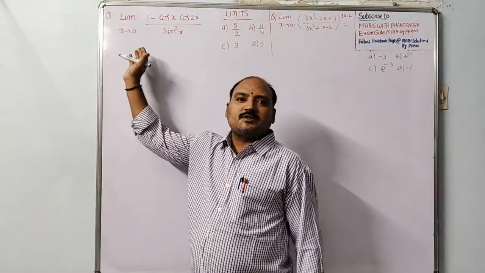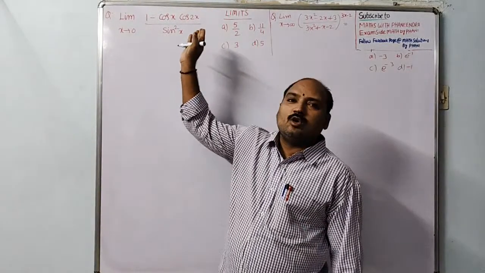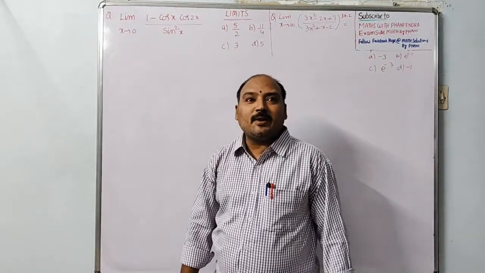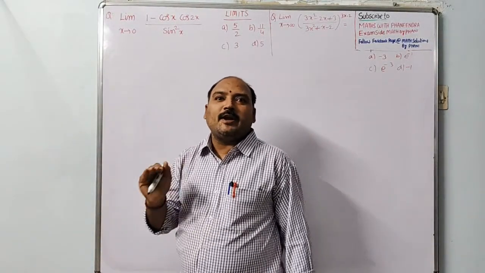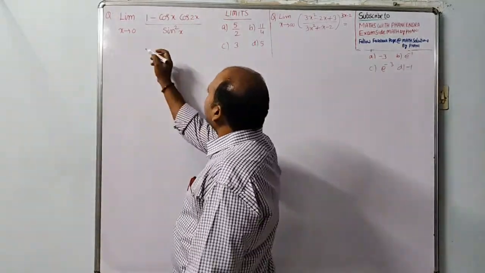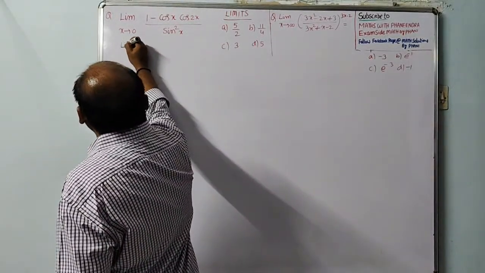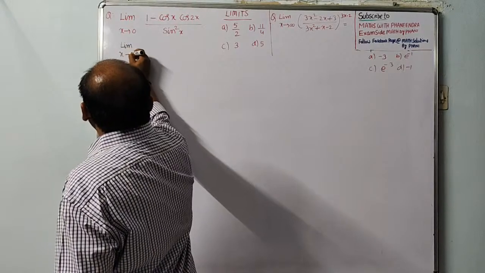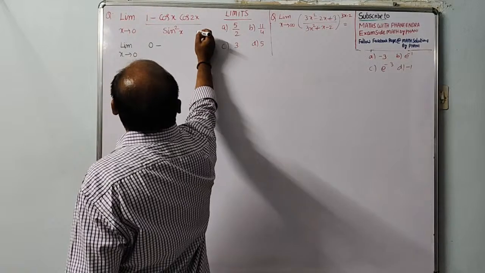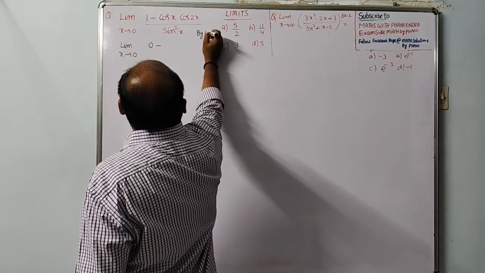if you substitute x is equal to 0 in this, you will get 0 by 0 form, dear students. Indeterminate form. Whenever you are getting indeterminate form, you have to apply L'Hospital's rule. Limit x tends to 0, derivative of the constant is 0 by L'Hospital's rule.